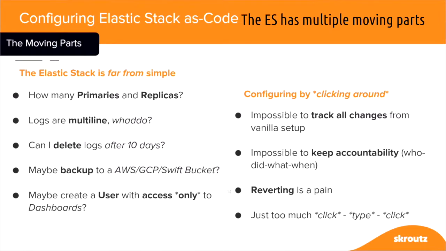The Elastic Stack has multiple moving parts, and its deployment includes organization specifics. So you have to set up something according to each organization's needs. These questions might look familiar to you. Tracking, rolling back changes, retaining, backing up logs, managing users, adding, removing, whatever. Clicking around Kibana can be from tedious to impossible. So we try to solve all of them with the as code approach.